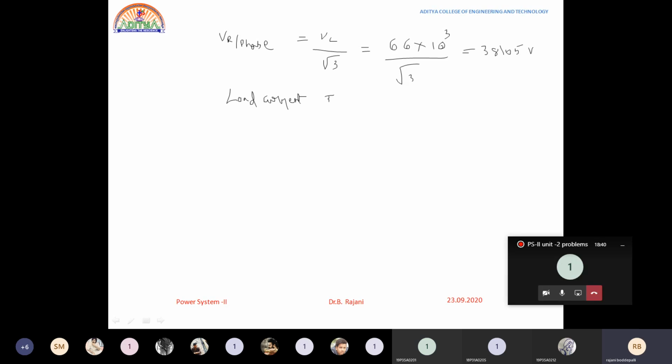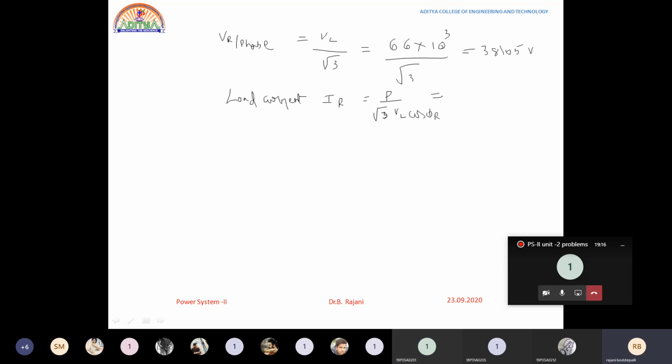Across the receiving end we are connected. See here, this is the receiving end. Load current we can say is equal to IR, which is equal to, what is the formula? I'll straight away put it: P by root 3 VL cos phi r. This is root 3. If I put 3 over here, VL by root 3 will come, so it becomes the phase value. Root 3 gets cancelled, so I'll remain with this only.